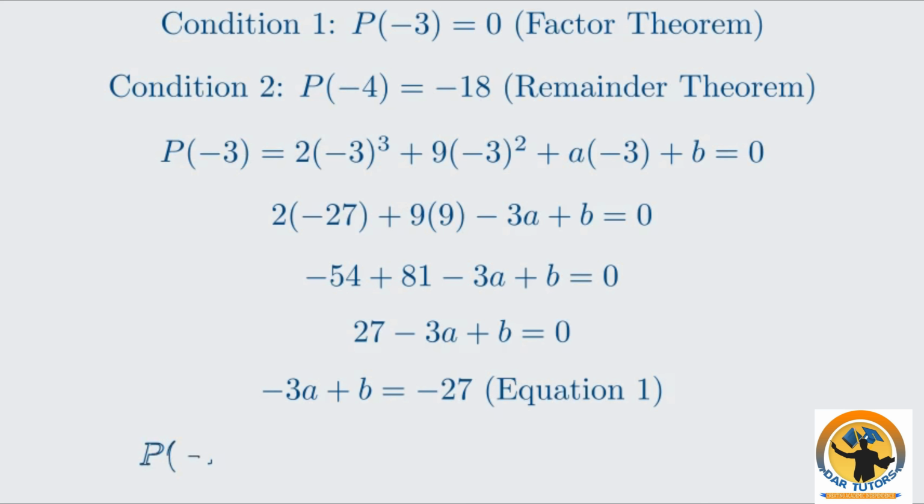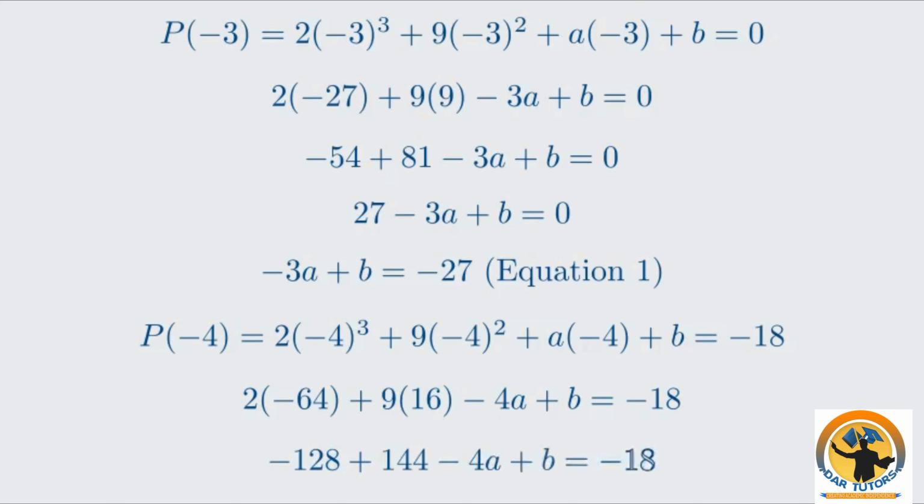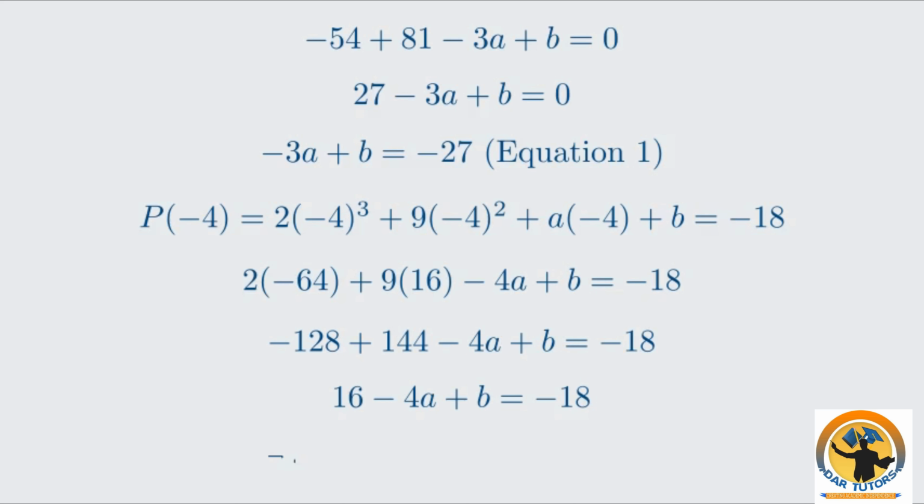For the second condition, we substitute x equals negative 4 into p of x and set it to negative 18. This gives us 2 times negative 4 cubed plus 9 times negative 4 squared plus a times negative 4 plus b equals negative 18. Simplifying, we get 2 times negative 64, which is negative 128, plus 9 times 16, which is 144, minus 4a plus b equals negative 18. This simplifies to our second equation, negative 4a plus b equals negative 34.